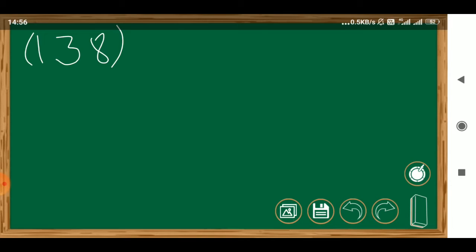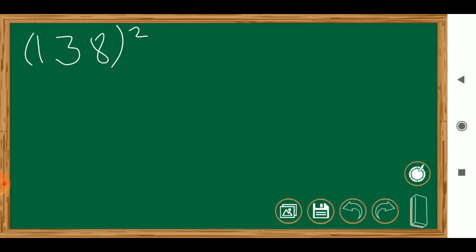Now, how to find the square of a 3-digit number in one line? Suppose we have a number 138, and we have to find the square of this number in one line.